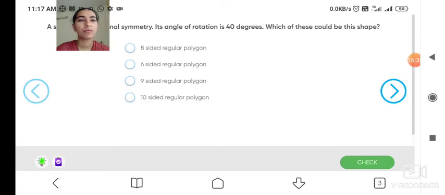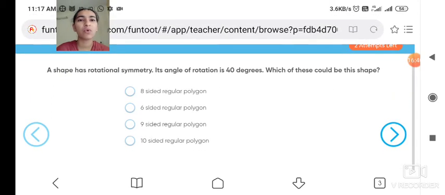Now this question is for you. Pause the video and try to solve. It is similar to the previous example. A shape has rotational symmetry. An angle of rotation of 40 degrees is given. Which of these could be the shape? We have to guess the shape. If 40 degrees is there, then what will be the shape? Pause the video and try to solve this.